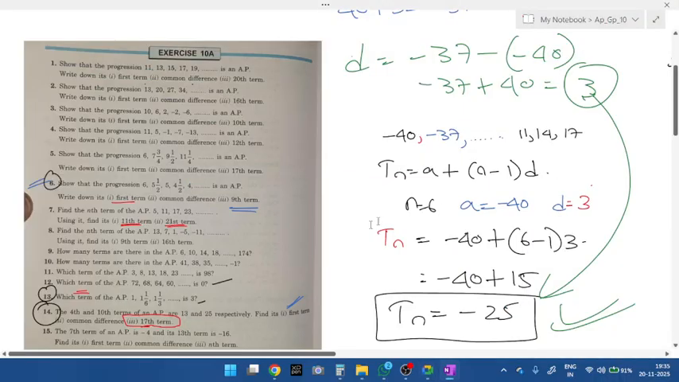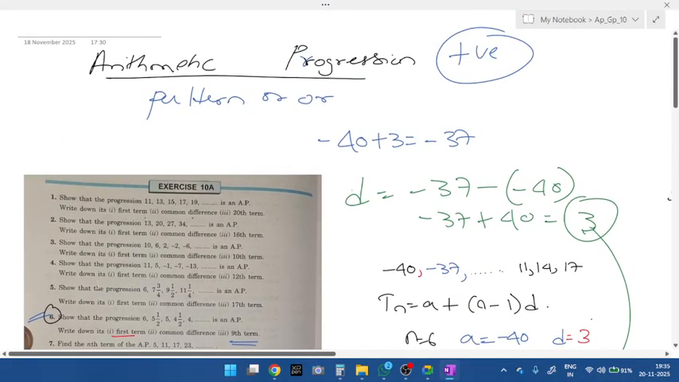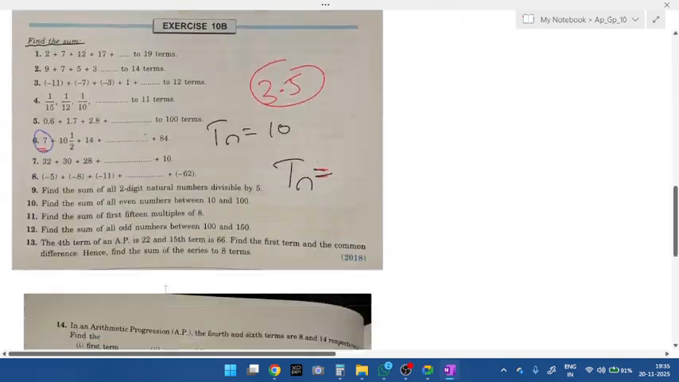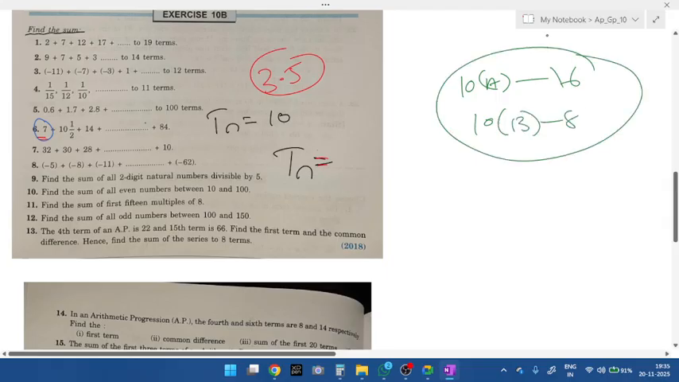Okay, so that's it. Try 2 questions, students. One, I want you to try the 16th one. 16th question, and in the next exercise, which one I gave for homework? 8th one. 10A 16, 10B 8th question. All of you have made a note of this?